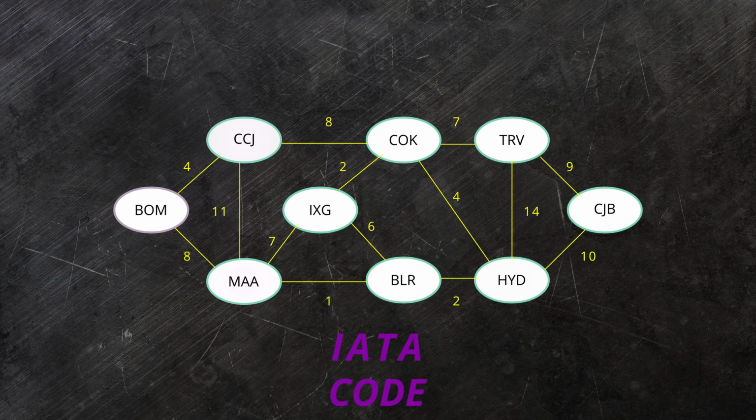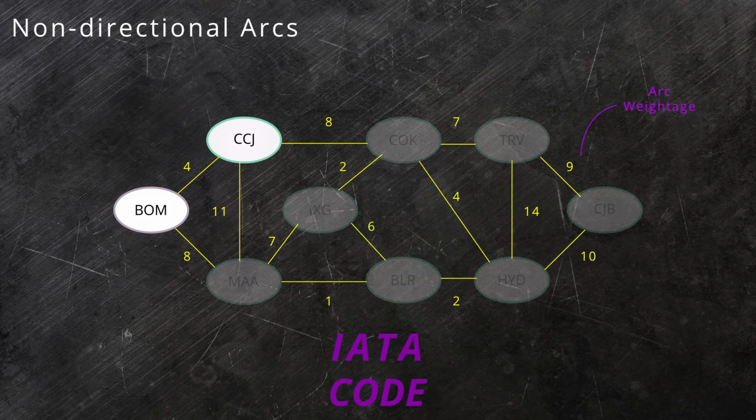Now, if we explain the graph, these airports are connected by non-directional arcs, and the letters written on the arcs imply the arc weightage or maximum arc capacity. For example, if you look at the route from BOM to CCJ, the BOM to CCJ route capacity is 4.